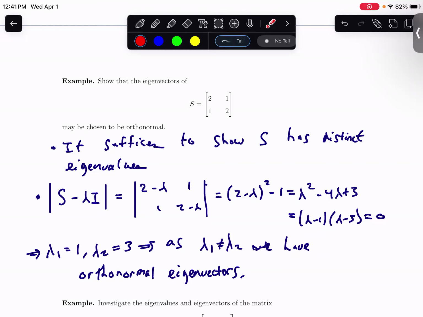Questions? Do you have a question? So in factored form, if we have like (lambda - 1) to the power of 3, does that mean there are 3 different eigenvectors with eigenvalue 1?